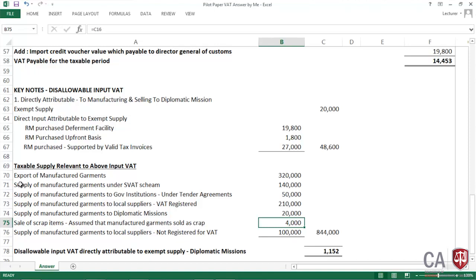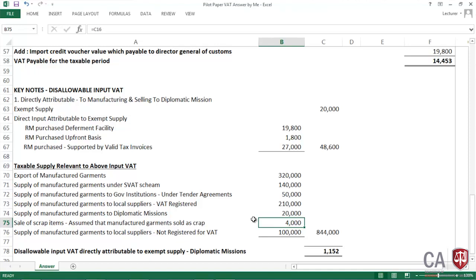Then here, a manufactured garment sold as scrap, because we don't know. There is a revenue item called buying and selling of garments. We don't know these scrap items from the buying and selling. Then you can put a valid assumption, because the question has not given that part. Now I have put the assumption that these scrap sales on manufactured garments, or as you can put the assumption, it is assumed that these scrap sales are from the local buying and selling. Then if it is so, this does not come in here.